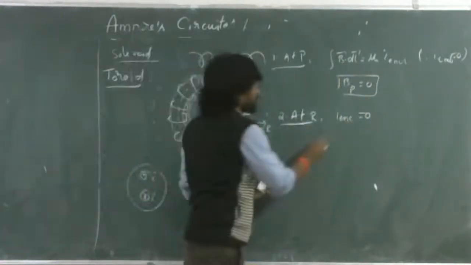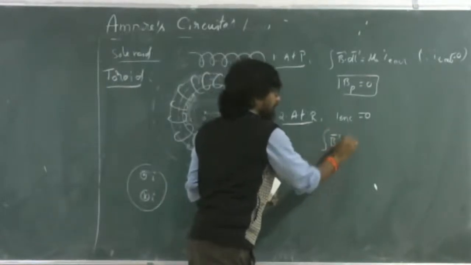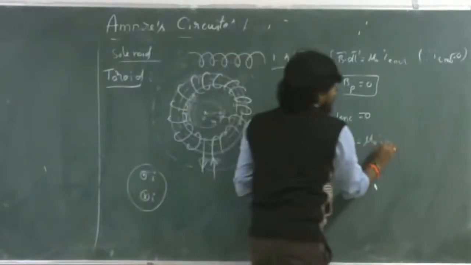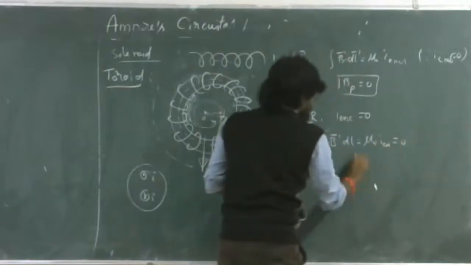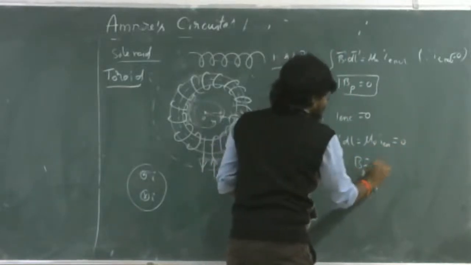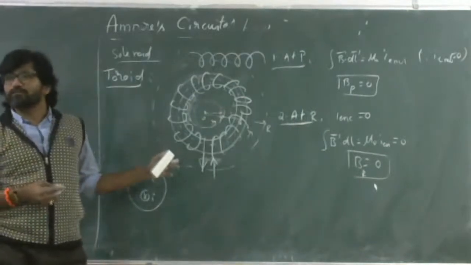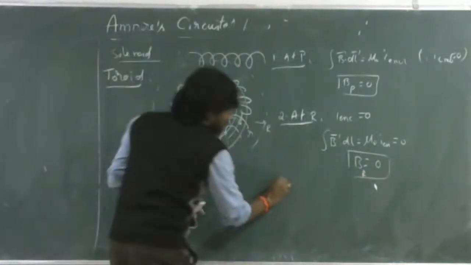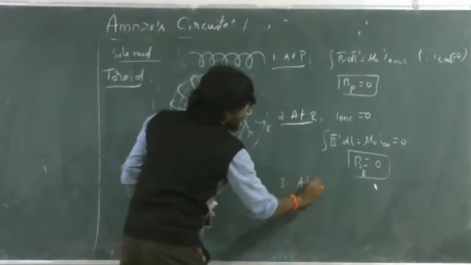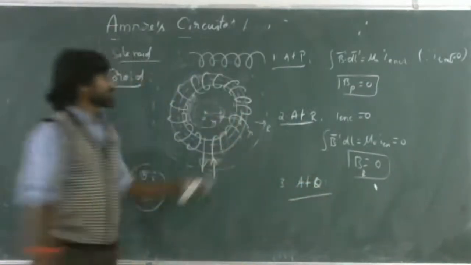So therefore, you can say integral of B dot dl is equal to mu naught I enclosed, which is equal to 0. So you can also say B at R is also equal to 0. Then the outside point is also 0. Now you can see the third point, that is at Q.